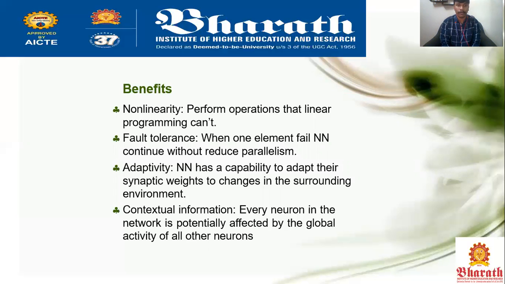Next one is fault tolerance. In the term itself, you can describe what fault tolerance is. It has the ability to tolerate the mistakes or errors happening while processing is being done in the neural network. When one element performs with any error or failure in the neural network, it will continue without any reduced parallelism.